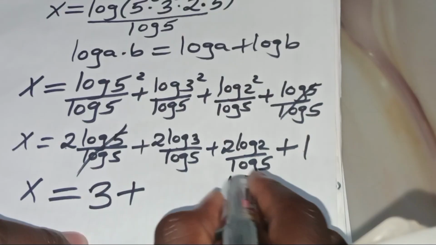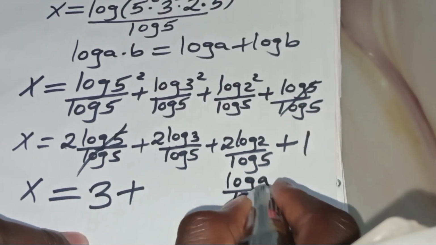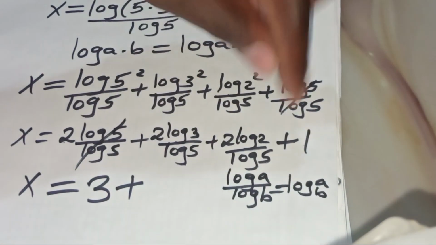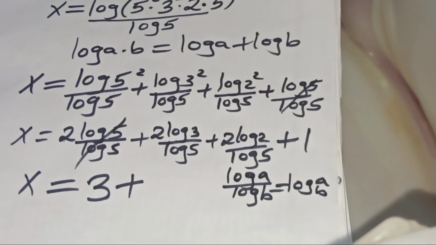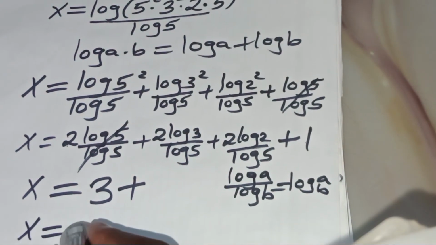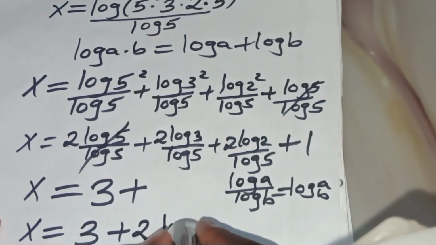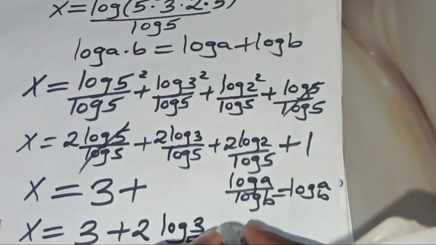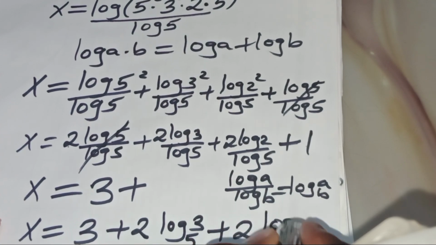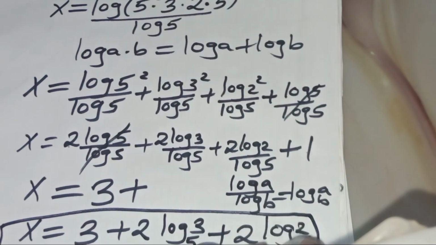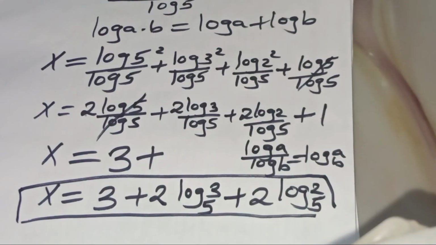This is in the form of log a divided by log b, which we can express as log a to base b. Applying this property, the value of x is equal to 3 plus 2 log 3 to base 5 plus 2 log 2 to base 5. This is the value of x. Now, let's verify that this value of x actually satisfies the equation by following these steps.